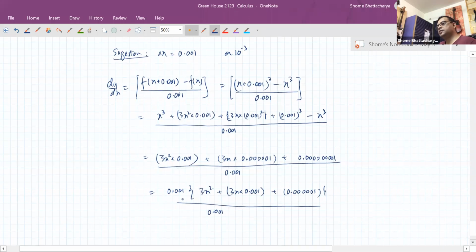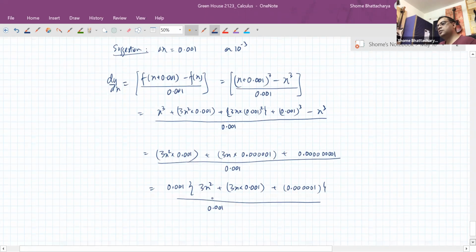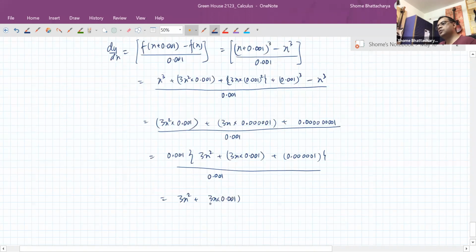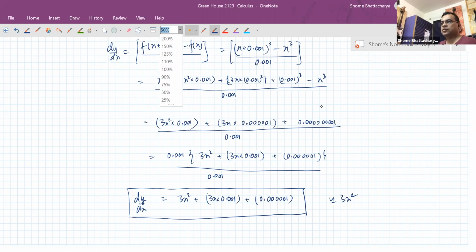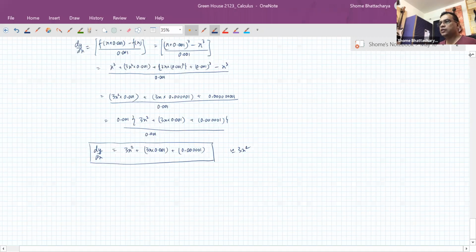This is going to give me 3x square plus 3x into 0.001. Okay. So this is the instantaneous rate of change I'm getting. Now I can say that this is reasonably close to 3x square. Is this valid? Yes, sir, reasonably close. Okay, I can say that. Now let's take a different value.